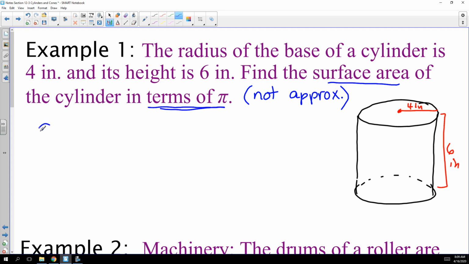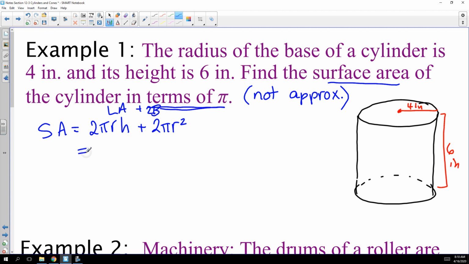If we're going to find the surface area, remember that that's going to be 2 pi r h, which is the lateral area, plus 2 pi r squared. Remember, we have two circular bases. So this really isn't different from a prism. The only difference is the fact that your base shape is a circle, right?